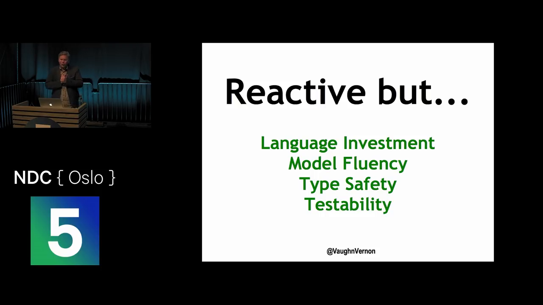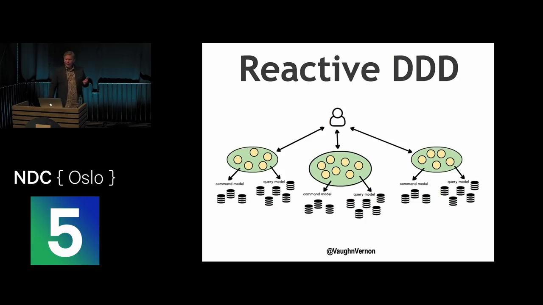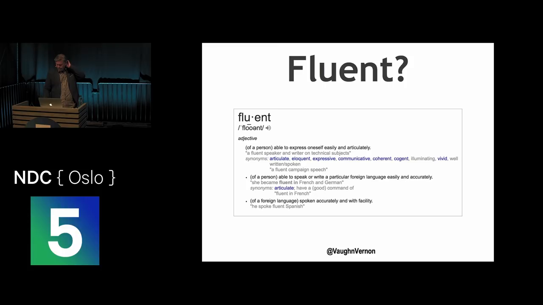So we're going to use reactive, hopefully in the future. We'll benefit from it because of the efficiency gained and the natural benefits gained in the modeling experience. I'll talk more about that. But what about our language investment? Do we have to totally give up the programming languages we have so much invested in in order to use reactive software development? Do we have to give up model fluency? Do we have to give up type safety? Can we test these models that we're developing as reactive software? So that's the goal. First of all, what is fluent?